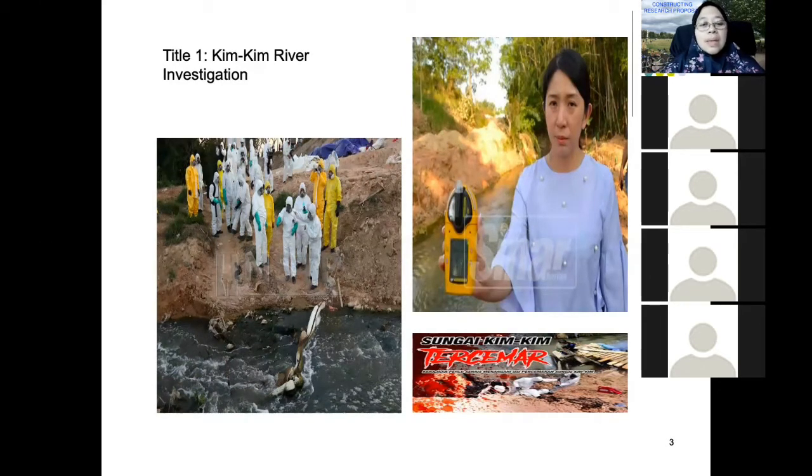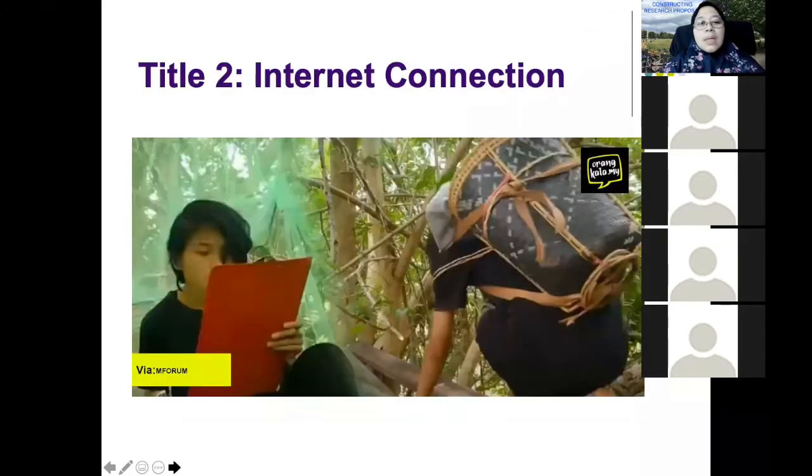So that is an example of a simple problem that can be zoomed in, and then used to create a problem statement where we can design objectives to do research on this problem. Next, the internet connection. Because this happened before, we did not know that we have this big problem on internet connection, especially in remote areas.